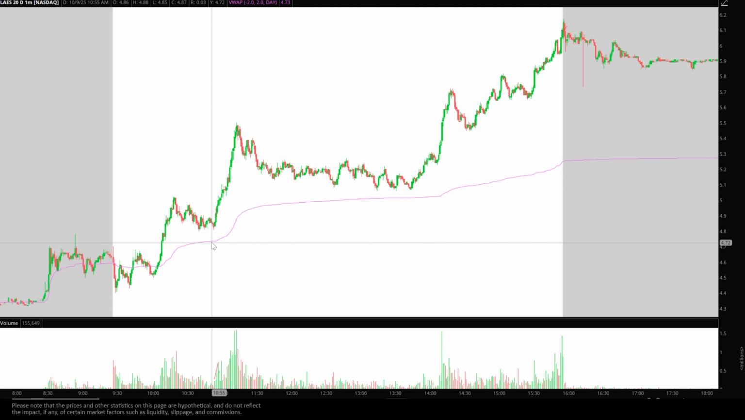Where am I wrong? I'm wrong if we break below VWAP. That is where my stop goes. If we break below VWAP, that tells me that price action is shifting to favor the shorts, to favor sellers. Sellers are taking control if we're not able to hold above VWAP and maintain this bullish trend.